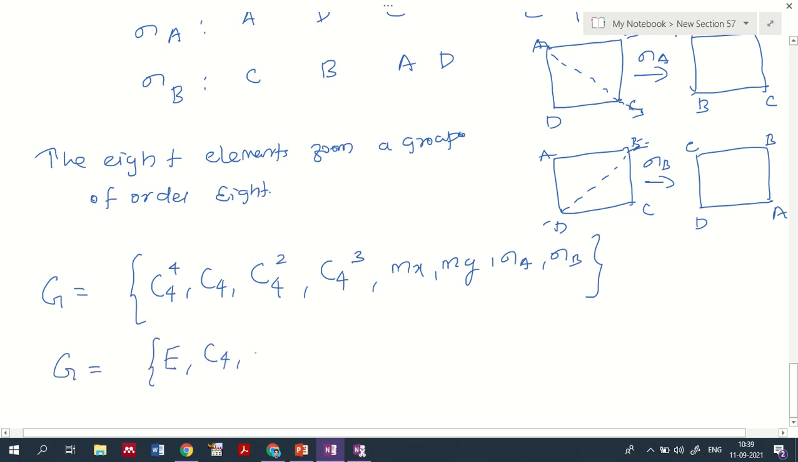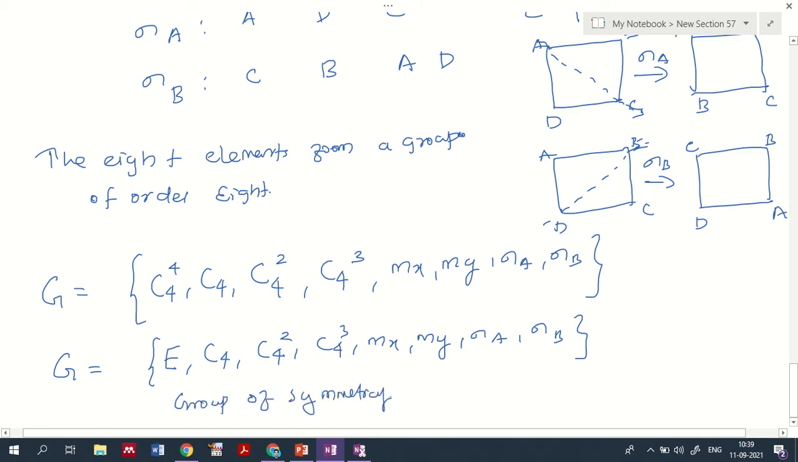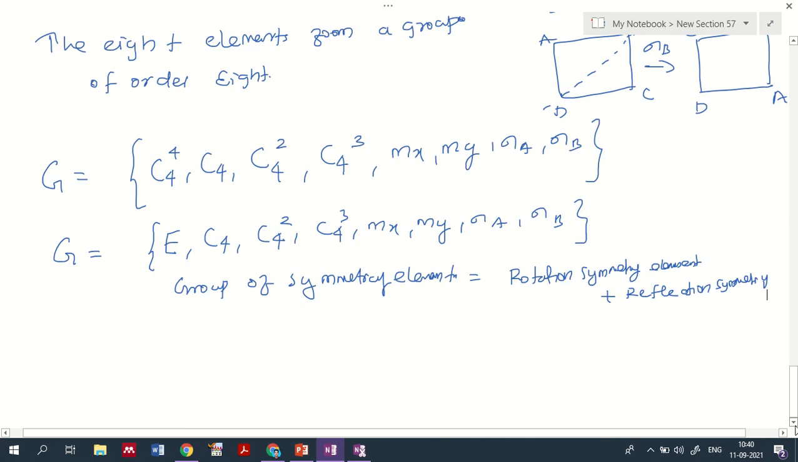So this is E, C4, C4 squared, C4 cubed, mx, my, sigma A and sigma B, the 8 group elements of symmetry elements. So it constitutes rotational symmetry elements and reflection symmetry elements. Okay, the group of symmetry elements is equal to rotational symmetry elements plus reflection symmetry elements, and this group of symmetry elements we call the C4V group. So it's a group of symmetry elements which constitutes rotational symmetry elements and reflection symmetry elements. Okay, so this is the representation corresponding to that.